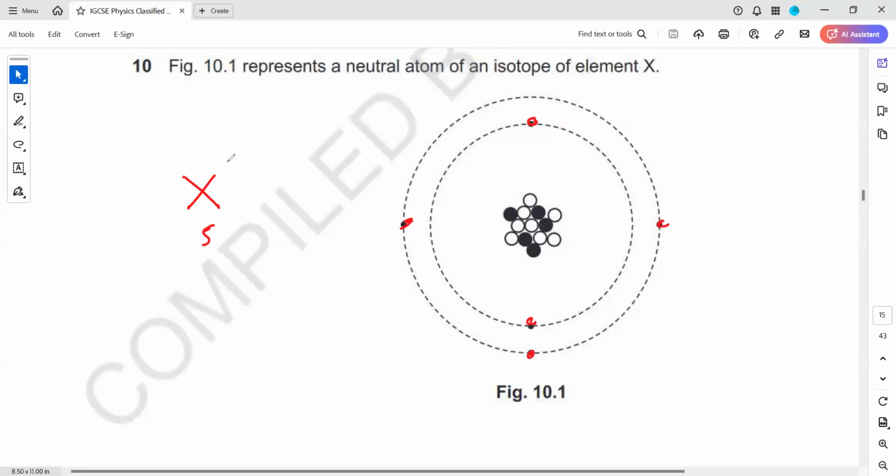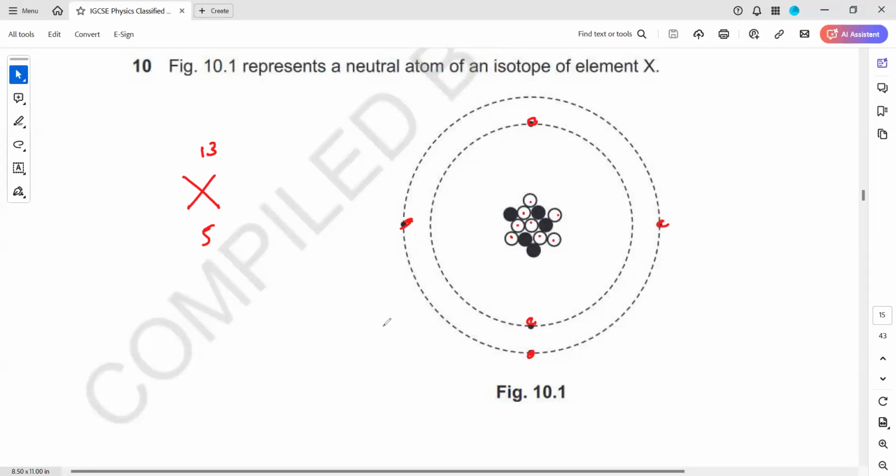How many nucleons are there? Nucleon means sum of proton and neutron. 3, 4, 5, 6, 7. How many nucleons in total? 1, 2, 3, 4, 5, 6, 7, 8 plus 5, 13. Nucleon number is the sum of neutron and proton.